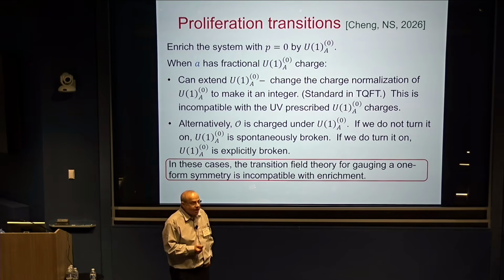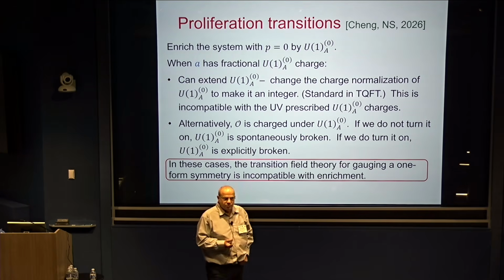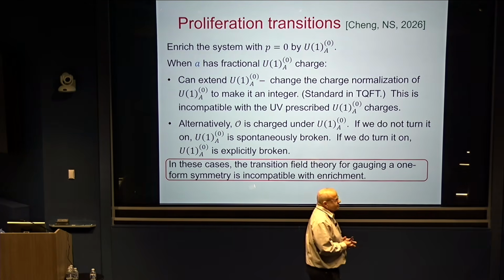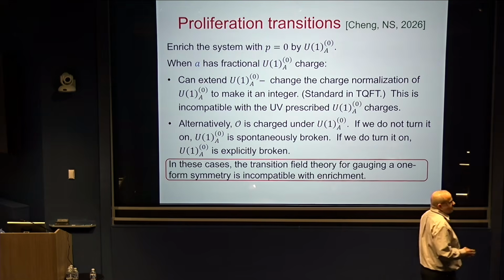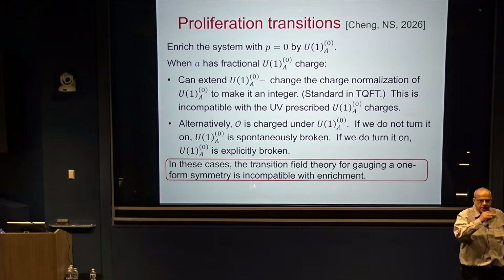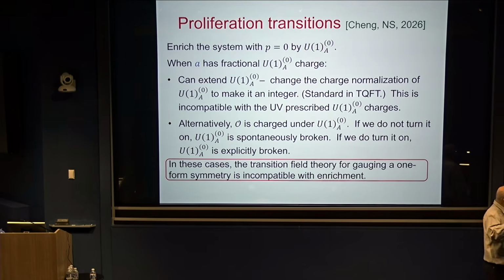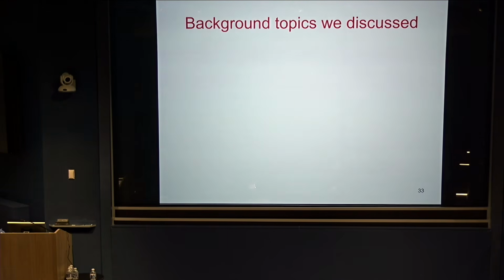But that's incompatible with enrichment. So when people say, oh, gauging is the same as condensation, I would liberally interpret that to mean this proliferation. There is a field theory that does the proliferation. That's all very nice, but it's incompatible with enrichment. So even if I'm very liberal and I say, yeah, that's fine, you can call it whatever you want, that's not what you wanted.